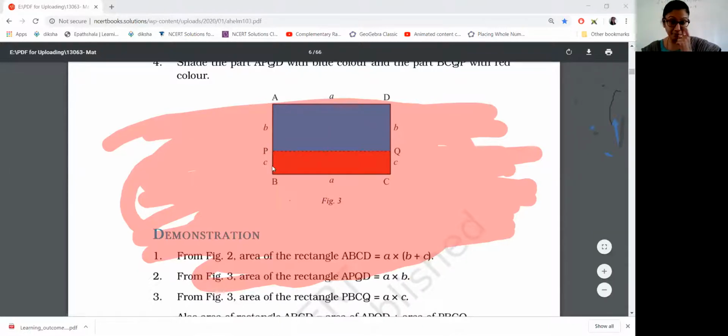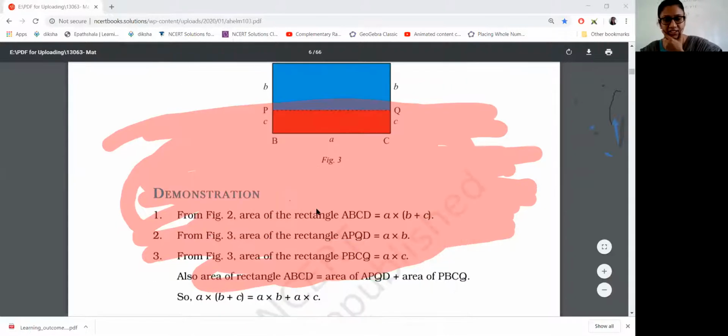Please remove that color from there. Somebody is using a color there. That's why it is getting color.